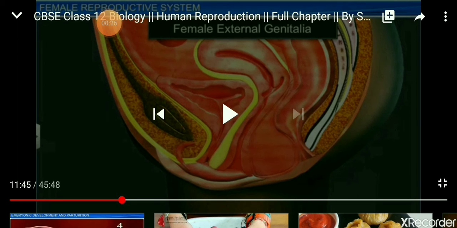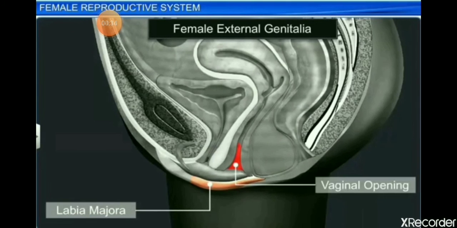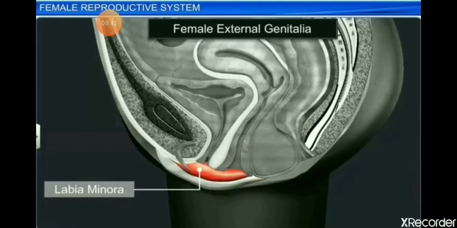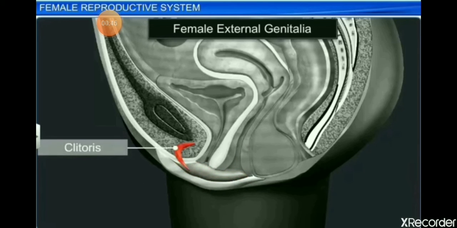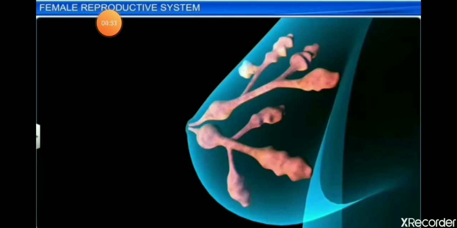That's the mons pubis, and you can see the highlighted portion, the labia majora. Inner to the labia majora is the labia minora, and then the finger-like projection, which is covered by the clitoris. So these are the parts of the female external genitalia.